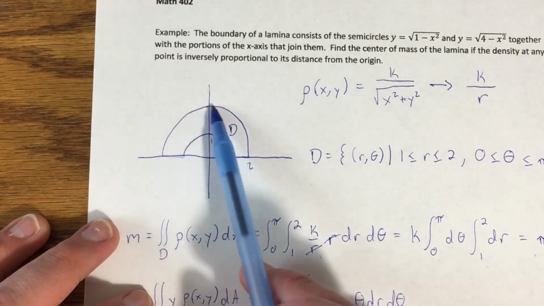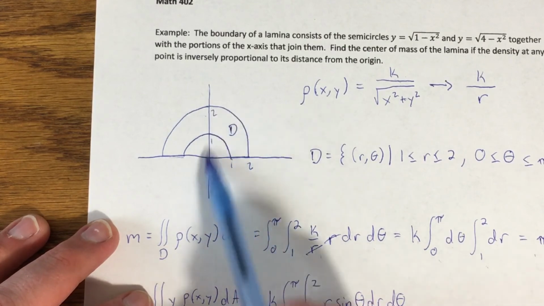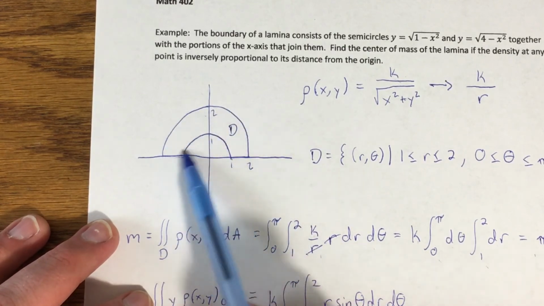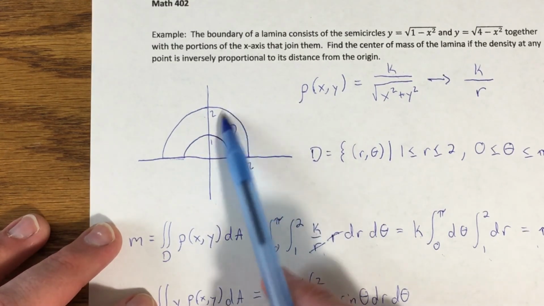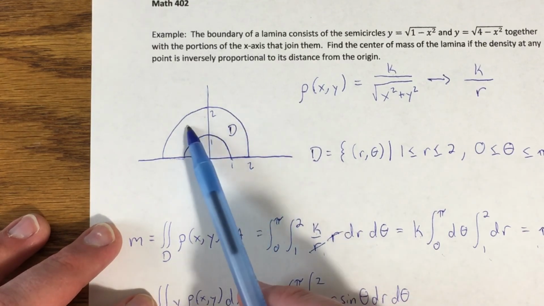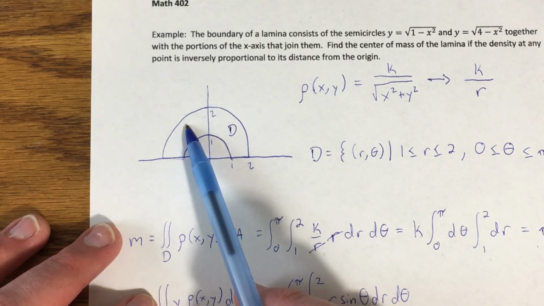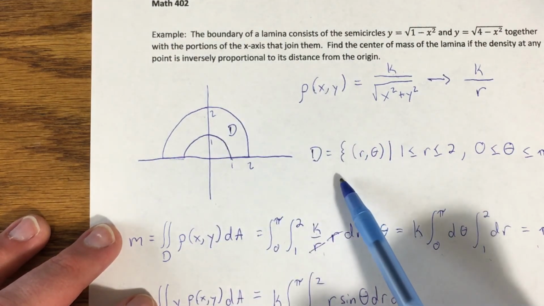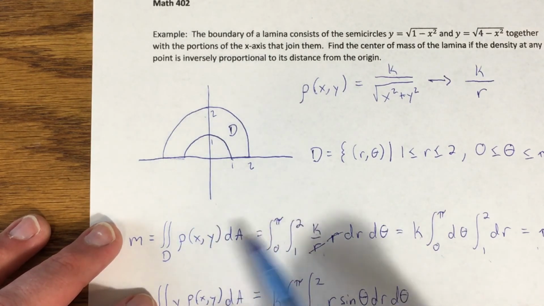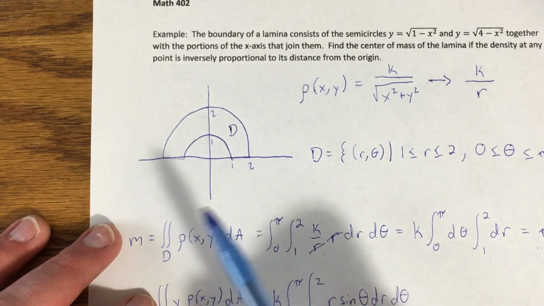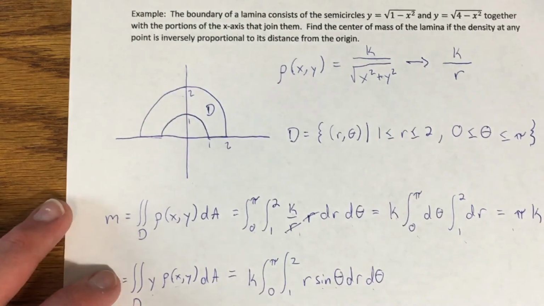For example, if this lamina, even though it has symmetry about the y-axis, was far more dense over here than it is over here, we would expect our center of mass to be over on the left of the y-axis, somewhere in quadrant 2. But in this case, that's not what happened. So you do need to be careful if you're trying to use symmetry to solve these problems. You can't necessarily use it the way you would think.